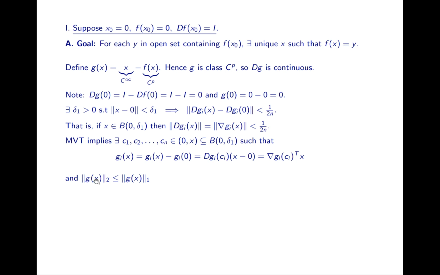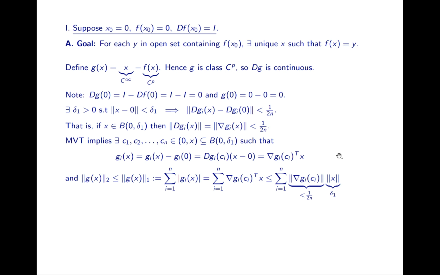Now here we're going to use the fact that the 2 norm of a vector is less than or equal to the 1 norm of a vector. I would encourage you to prove that to yourself. Just for some arbitrary vector in Rn, the 2 norm is always less than or equal to the 1 norm. Well, the 1 norm is equal to the sum of the absolute value of each entry of g summed. And well, gi of x is equal to the gradient transpose times x.